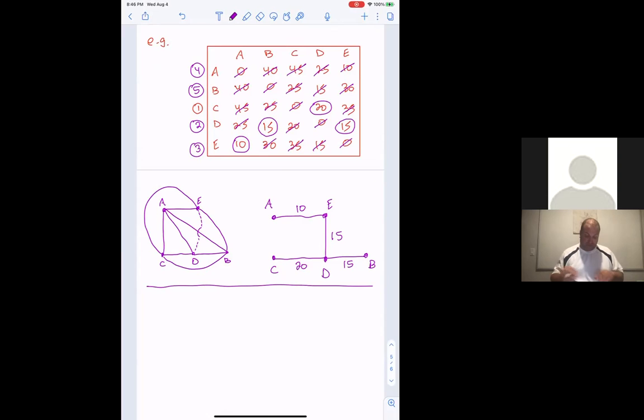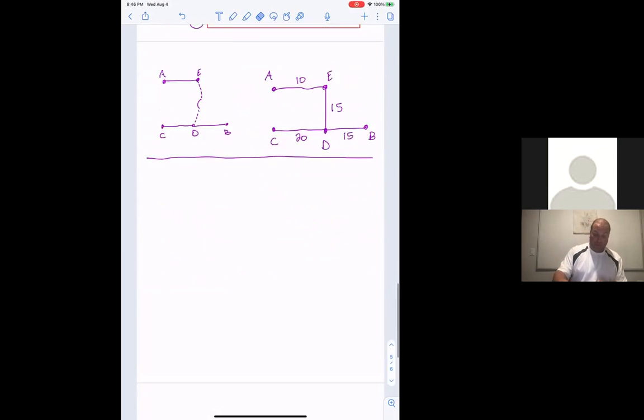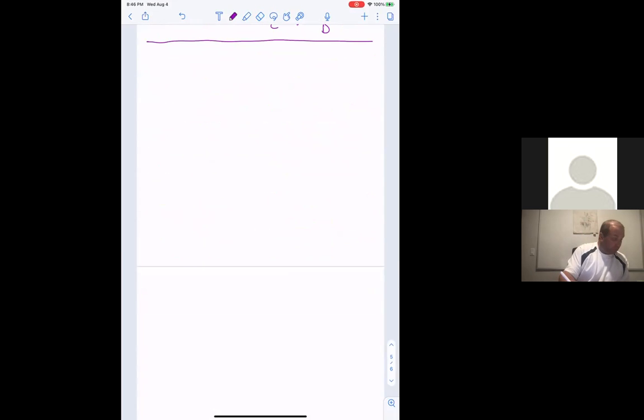And essentially what we've done is we removed the EC connection. We removed the EB connection. We removed the AB connection. We removed the AD connection. We removed the CB connection. And we removed the AC connection. So we just removed a bunch of edges to get a minimal spanning tree. So with that said, let's move on now to exercise 15F.